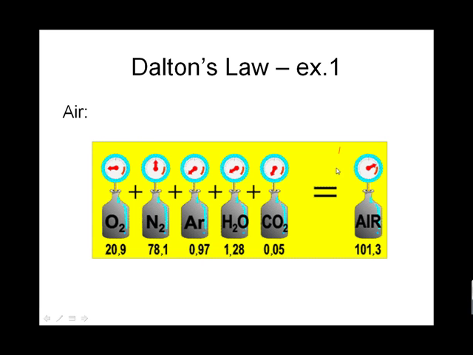This is air. Air is mostly made up of nitrogen and oxygen. So if I were to add up the pressure in kPa of all the various gases in the air, you would get 101.3 kPa.